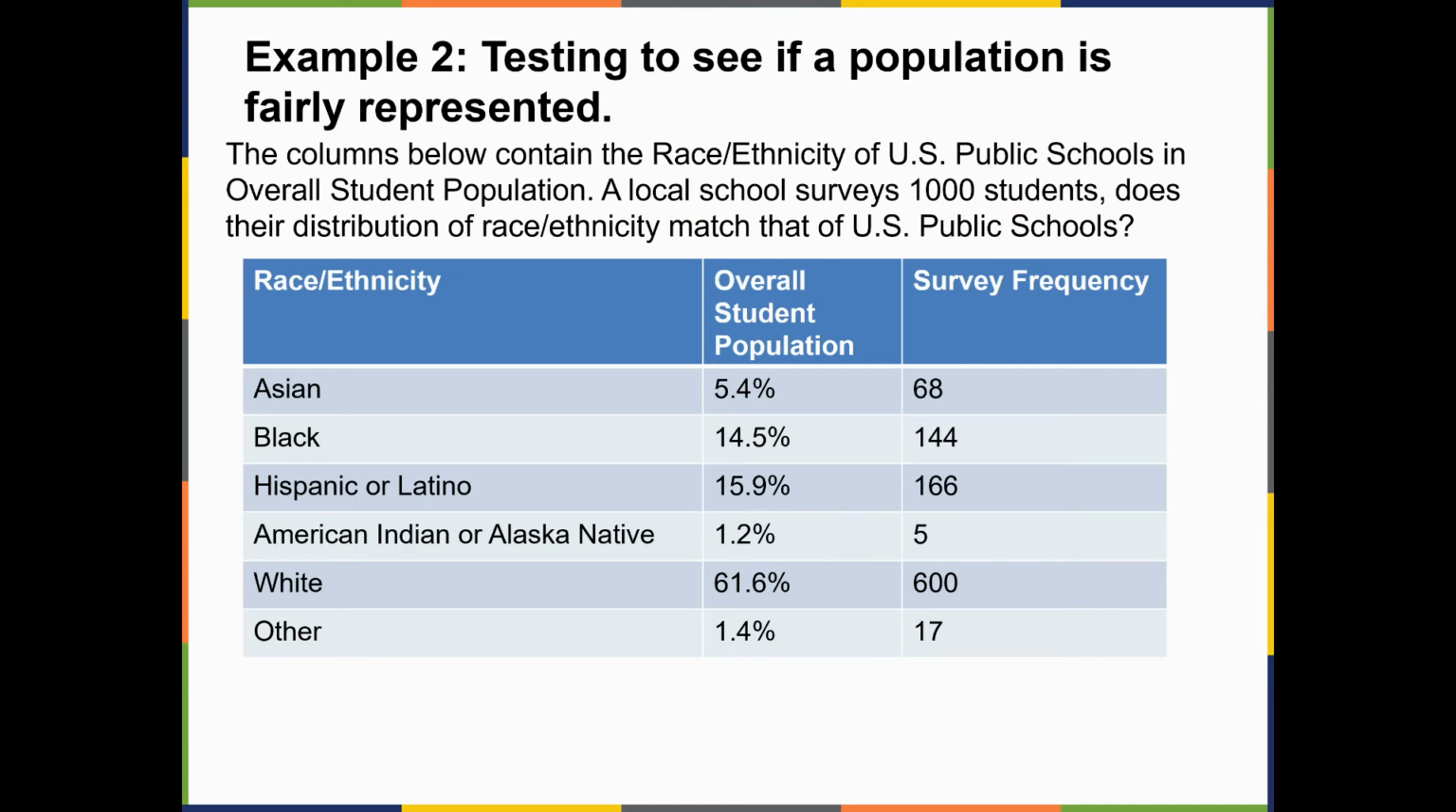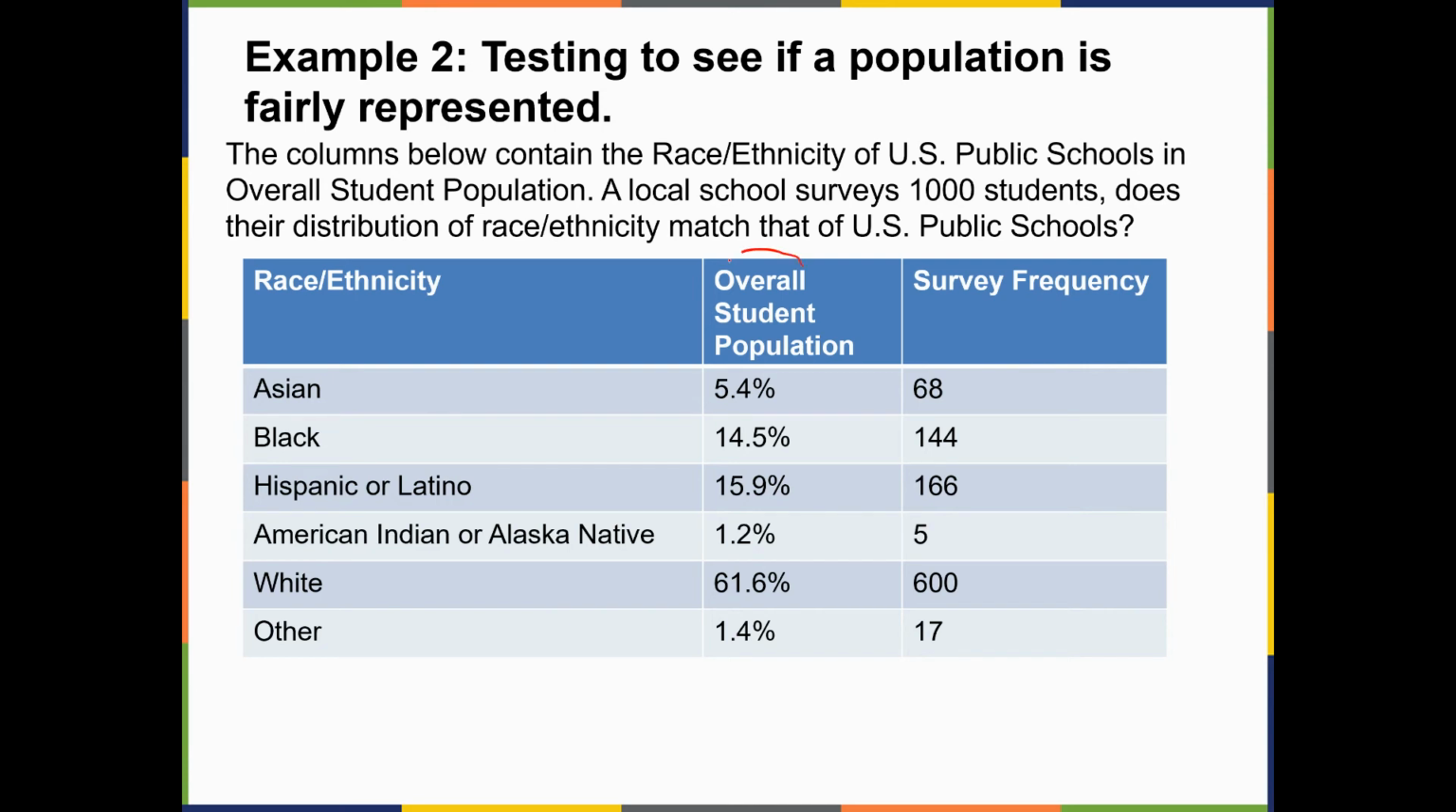All right, let's try another example. This one's a little bit different. What we're going to do now is test to see if a population is fairly represented. The column below contains the race and ethnicity of a U.S. public school and overall student population. A local school has 1,000 students, and we want to see if their distribution of students matches that of overall student populations at U.S. public schools.